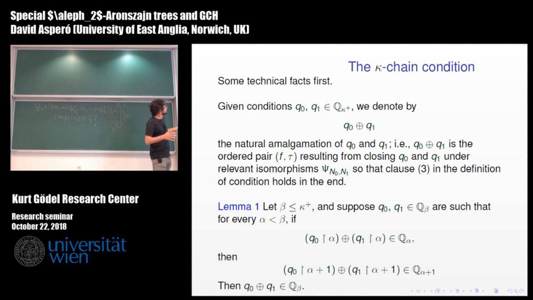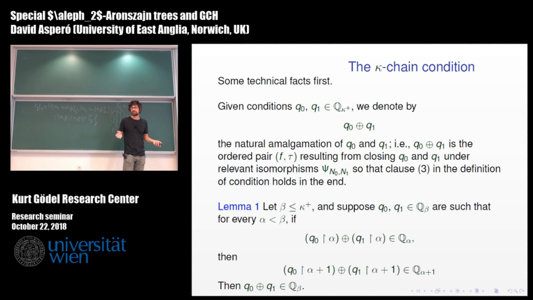When you do so, you may get some noise, but the first lemma says that if you have some beta and two conditions in Q beta such that, for every alpha less than beta, if the amalgamation of the restrictions to alpha is a condition, then the amalgamation of the restrictions to alpha plus one is also a condition, then the amalgamation is a condition. I'm not giving the proof, but that should be pretty obvious when you look at the definition.